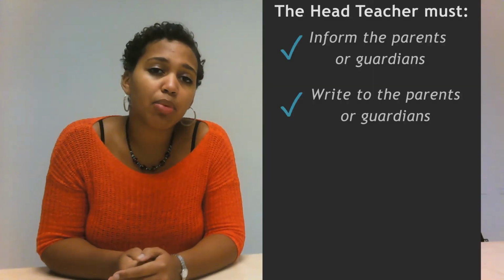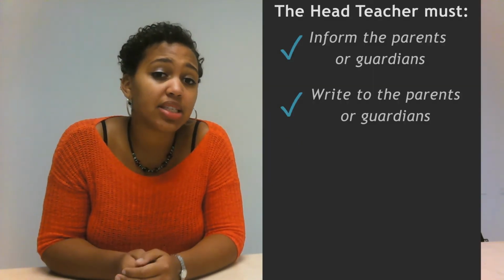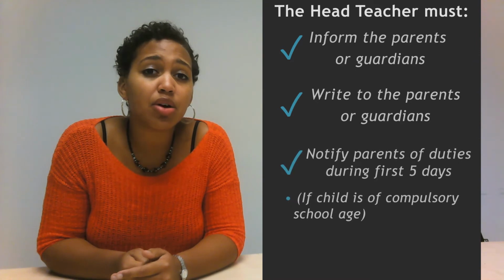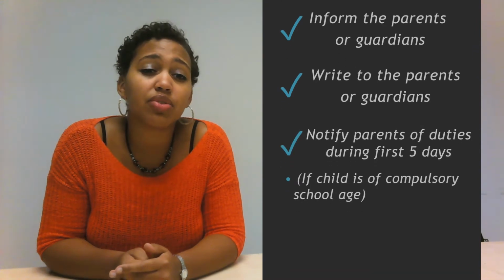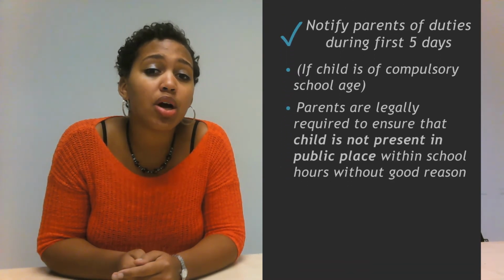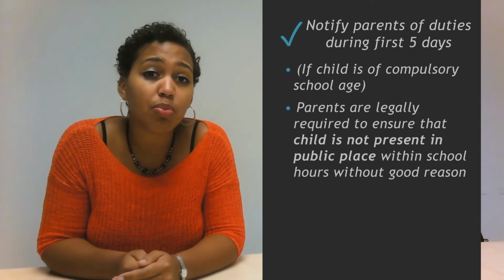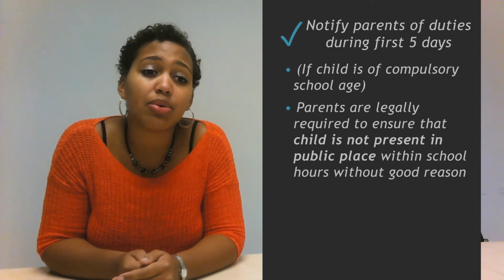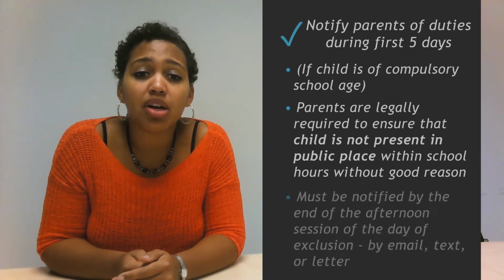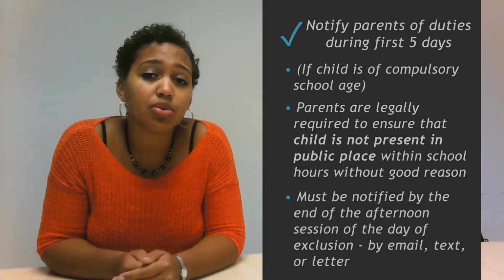If the child is of a compulsory school age, i.e. 5 to 16, the parents must be told that for the first 5 school days of an exclusion, they are legally required to ensure that their child is not present in a public place within school hours. The parents must be notified of this by the end of the afternoon school session.